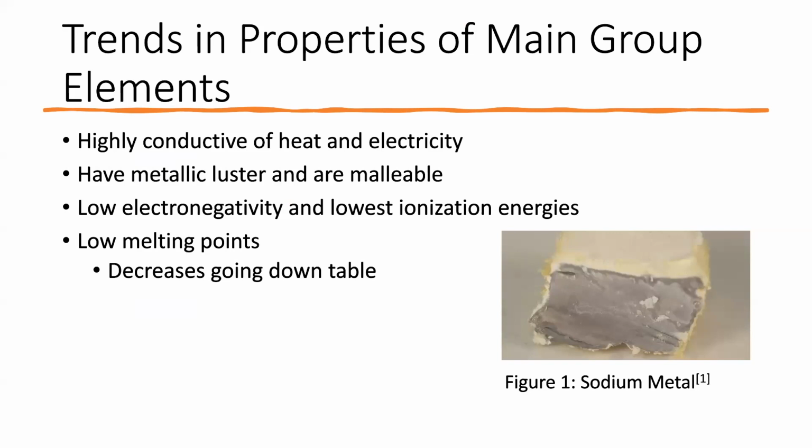It also has, as a group, high electronegativity and has the lowest ionization energies of the periodic table. It also has pretty low melting points, and these melting points decrease going down the table.